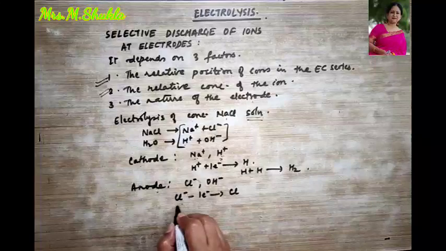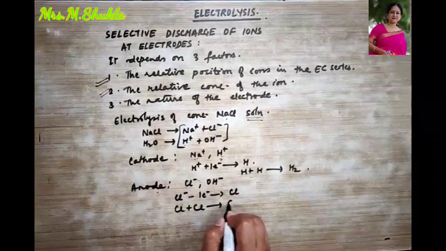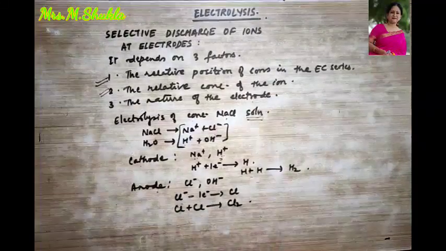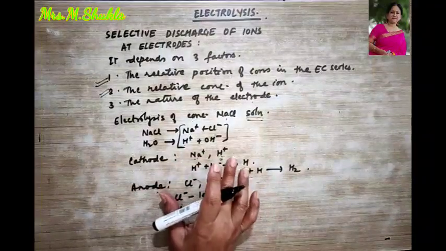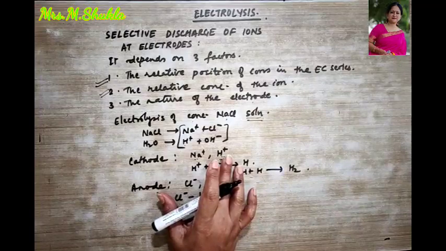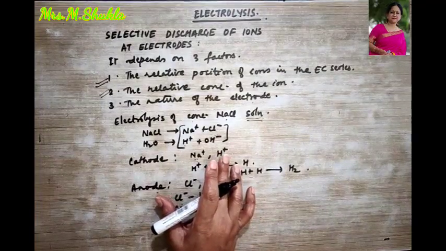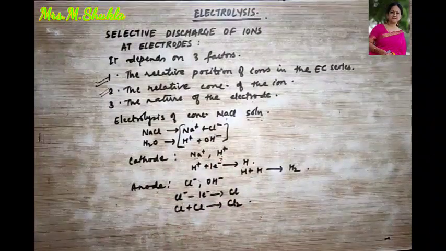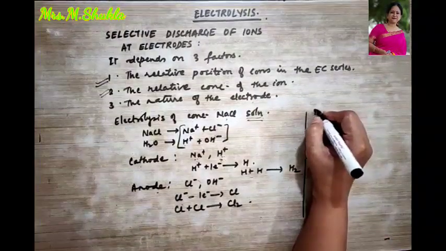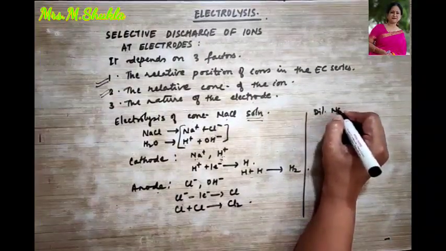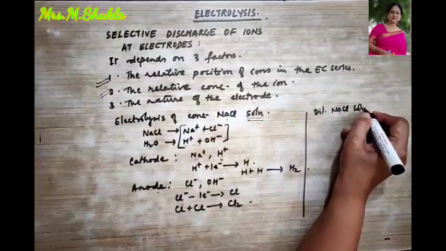Chlorine atoms, a number of chlorine atoms combine to give chlorine gas. Is this clear? Is this electrolysis of concentrated NaCl clear to all of you? Okay, now let's talk about dilute NaCl solution.